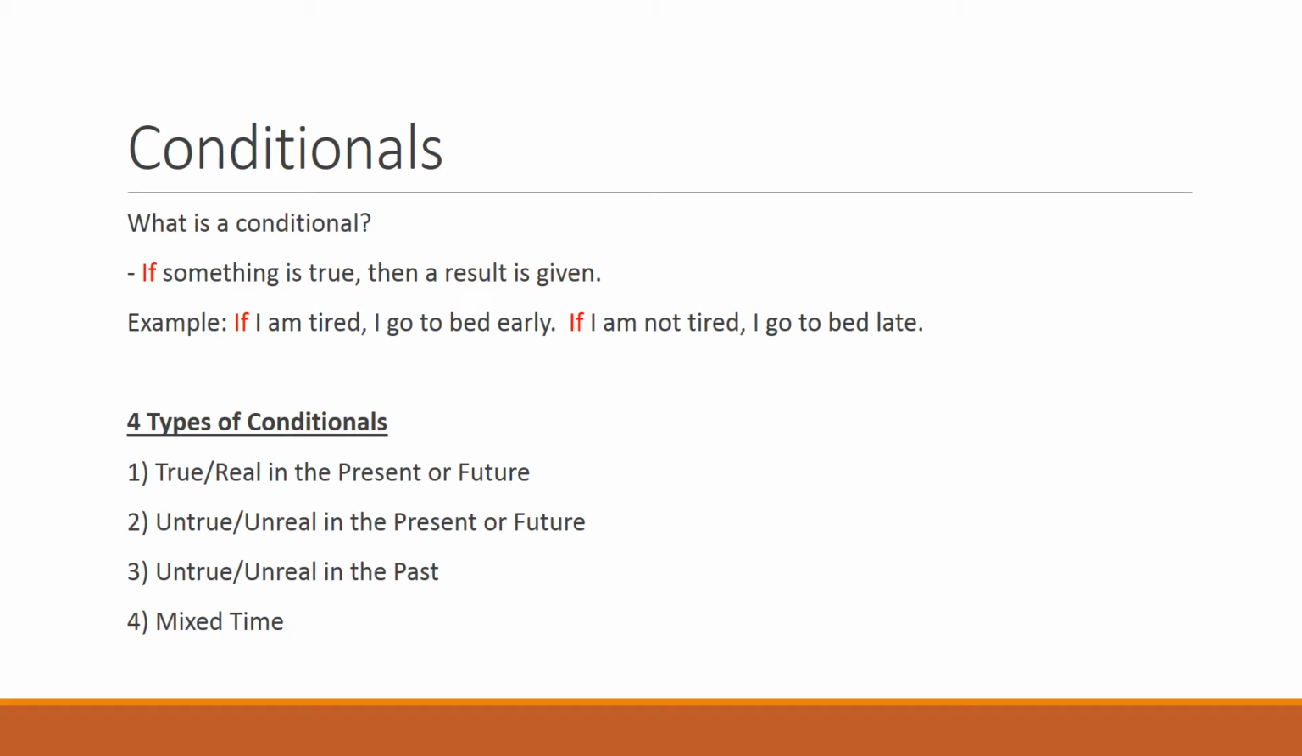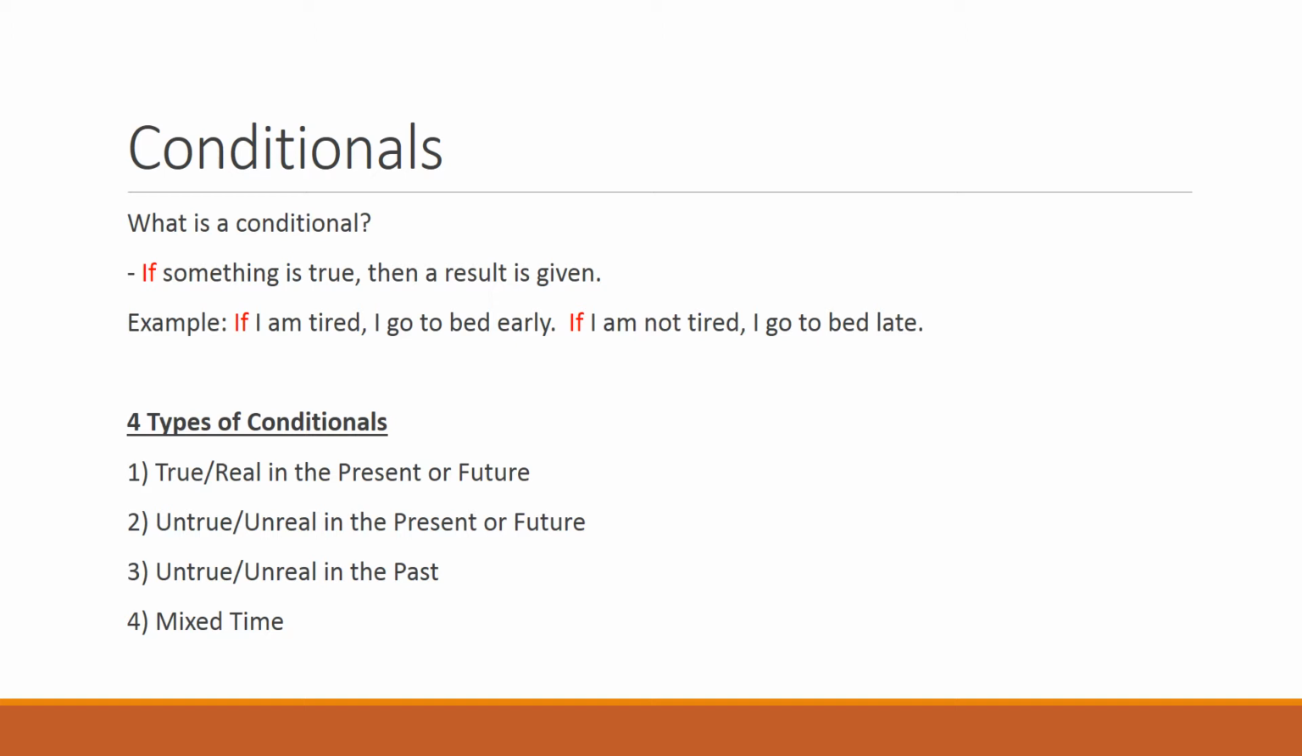First, you need to know what a conditional is. A conditional is a statement, and there are usually two clauses, the if clause and the result clause. The if clause tells you the condition. So if something were to happen, then a result is given. In other words, if something is true, then a result is given. So let's look at an example.